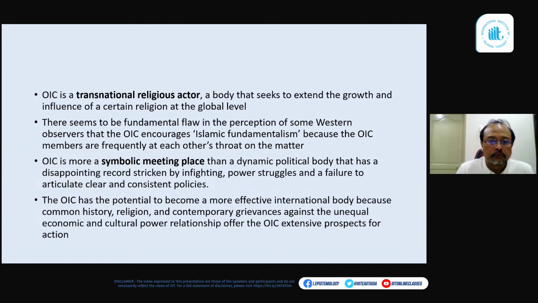It has, of course, this potential to be effective because of some commonalities. We have almost common history. We have, of course, common religion, and we also share contemporary grievances against unequal economic and cultural power relations. So there are prospects to be more effective. The challenge now is how to actually get common ground and a common stance on international issues.